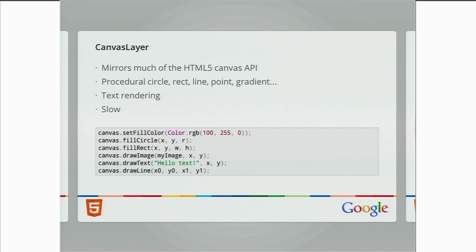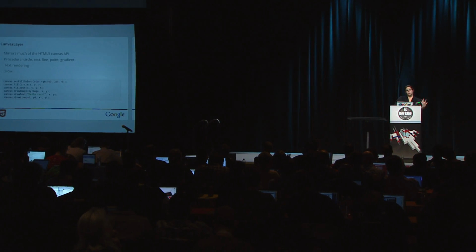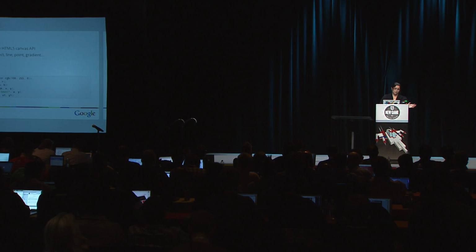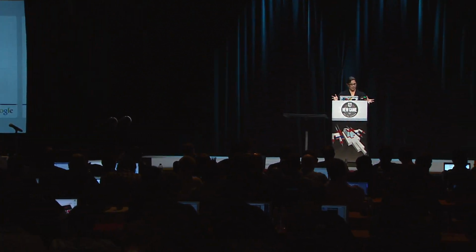So the reason you would want to use a Canvas layer is if you wanted to do something procedural. That's pretty much the baseline use case for Canvas layer. And that's if you want to draw text, or draw rectangles, or draw circles, or lines, or any of these APIs that are exposed by the HTML5 Canvas API. Those are great uses of Canvas layer.